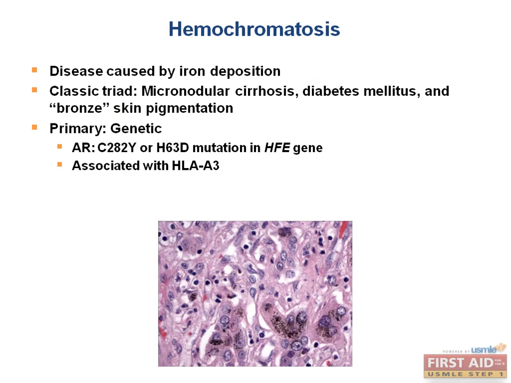Hemochromatosis may be primary, which is through autosomal recessive inheritance of a C282Y or H63D mutation of the HFE gene, or it can be a consequence of chronic transfusion therapy, as in patients with beta thalassemia major. You will need to know these mutations for the test.